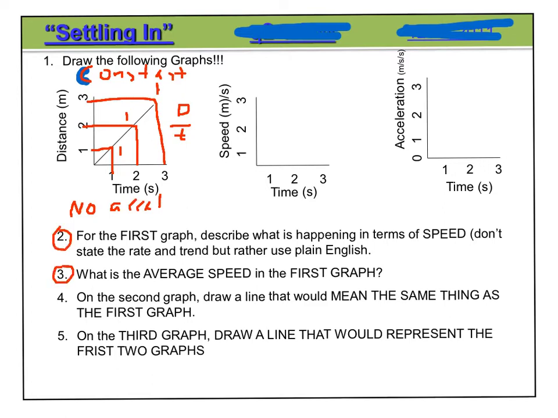On the second graph, draw what it would mean to show the same thing as in the first graph. So I just told you it had a speed of 1, and the speed isn't changing. So on a time-speed graph, notice my variables changed, it would look like this. My speed is always 1. And if my speed is always 1, I'm not accelerating, so I would have an acceleration of 0.